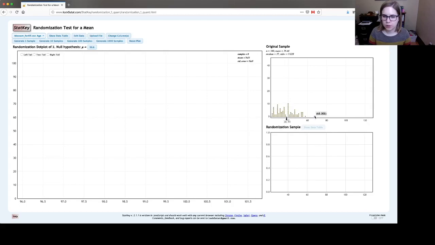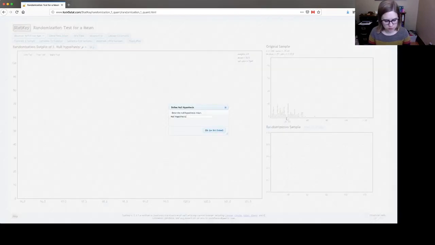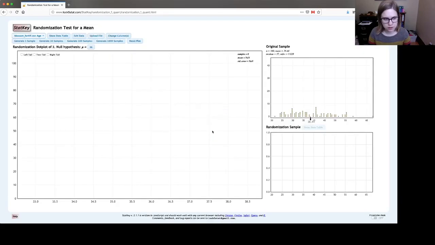Looks like we got one person who's 68 years old. We've got one person who's 22 in that particular sample. And then we need to set what our null hypothesis is. Our null hypothesis here was that the mean age of runners, we wanted to see if it was different than 36 years old. So I'm going to put 36 in here. And I think we were actually trying to see if they were significantly greater than 36 years old.